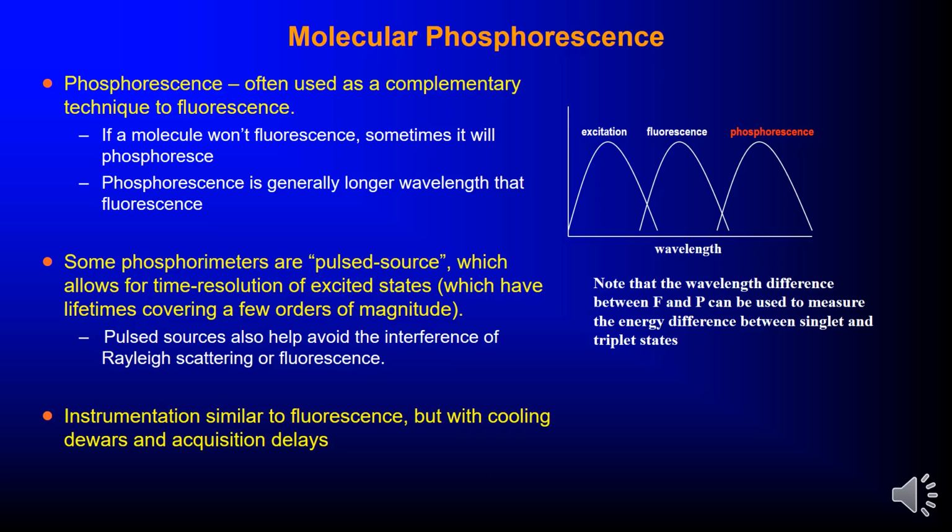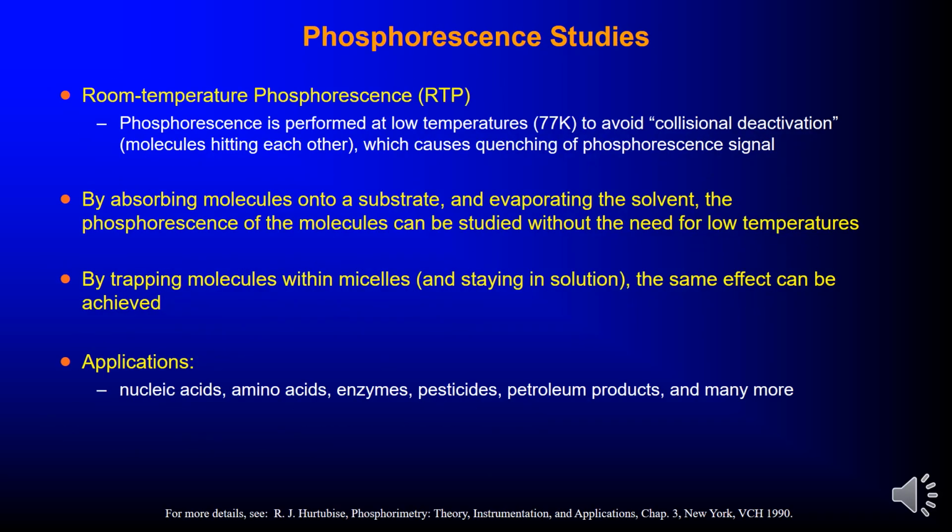Some phosphorimeters use a pulse source, which allows for time resolution of excited states. Pulse sources also help avoid the interference of Rayleigh scattering or fluorescence. So the instrumentation is similar to fluorescence, but with cooling dewars and acquisition delays.